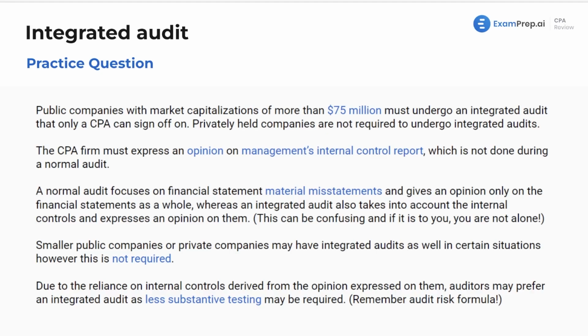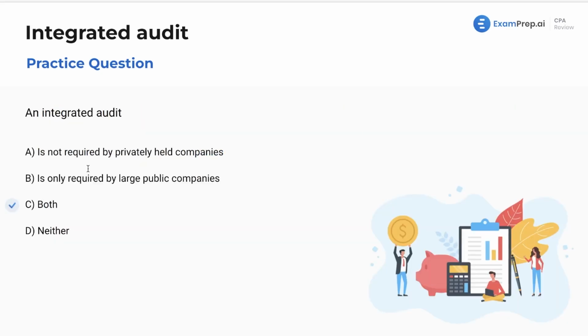We must express an opinion. So again, a nice opportunity to just take a read of what we've seen. Super important, and a good opportunity to reflect on our lessons. We do have an opinion. Auditors may refer to an integrated audit as less substantive testing may be required. So remember that audit risk formula. So the final answer is both. It's not required by privately held companies, but it is only required by large public companies. An integrated audit is performed under PCAOB standards, which govern public companies.